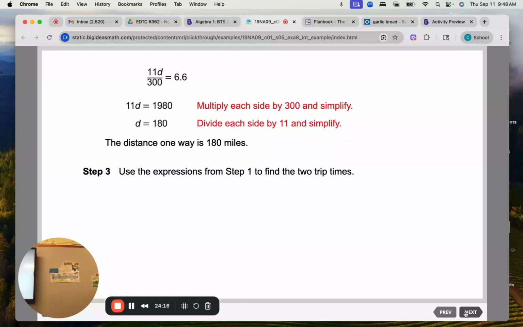That is all of the examples. So you just need to finish through number 11 for your homework.